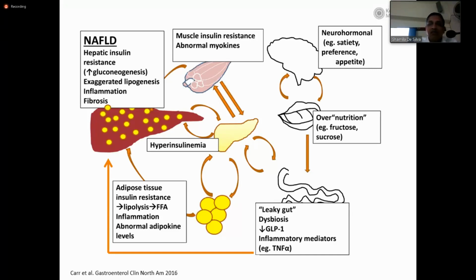And now we know from more recent studies that a leaky gut, bacterial translocation, and dysbiosis, that is abnormal gut microbiome, will result in release of inflammatory mediators like TNF-alpha into the portal circulation. It will be carried to the liver, and that will propagate the NAFL process within the liver. And this leaky gut and dysbiosis is heavily influenced by neurohormonal mechanisms.